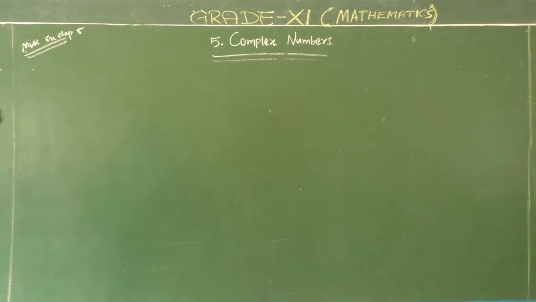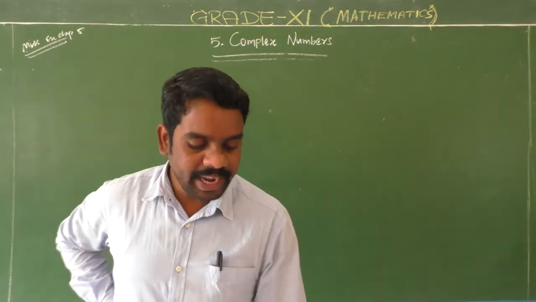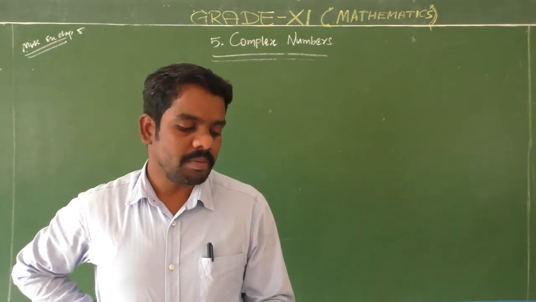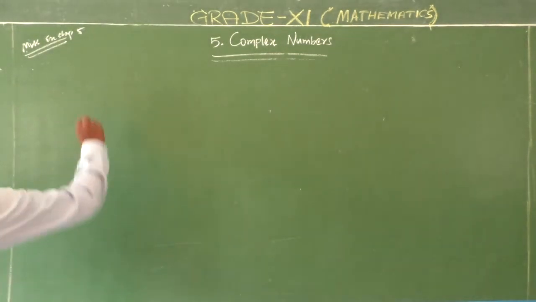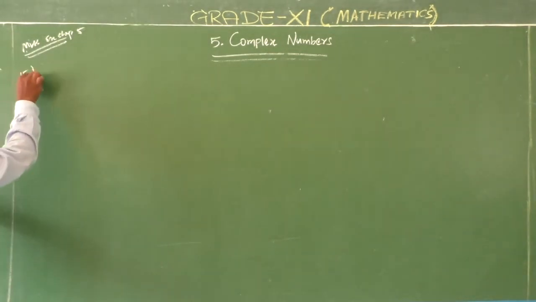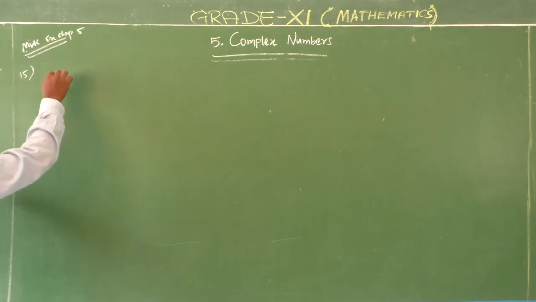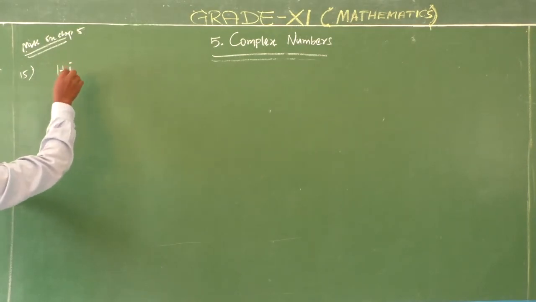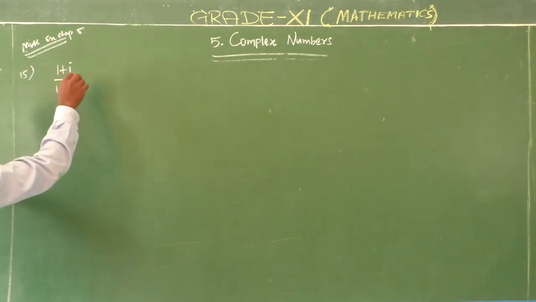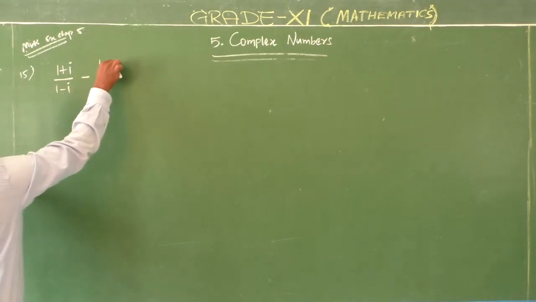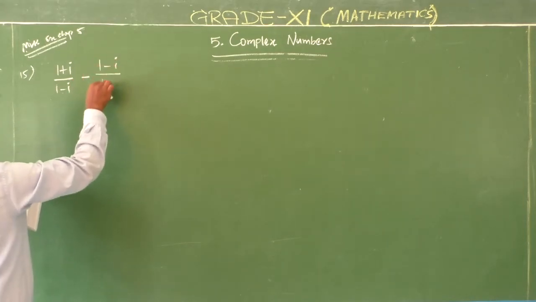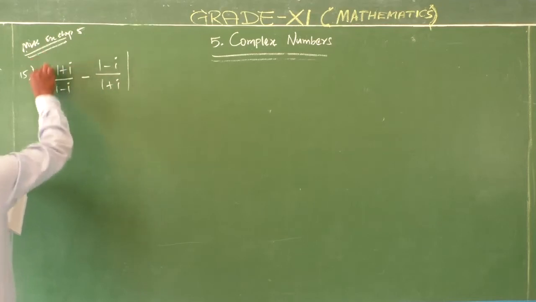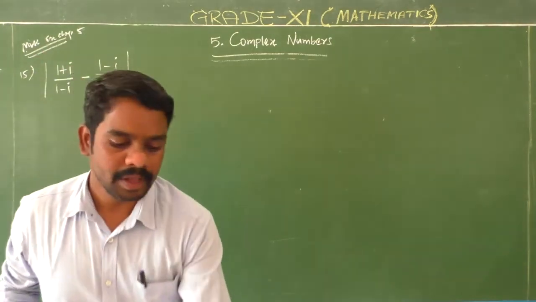Next question, 1520. Find the modulus of the complex number (1 plus i) divided by (1 minus i) minus (1 minus i) divided by (1 plus i). Modulus, okay? Right.